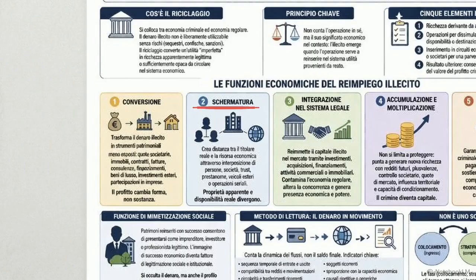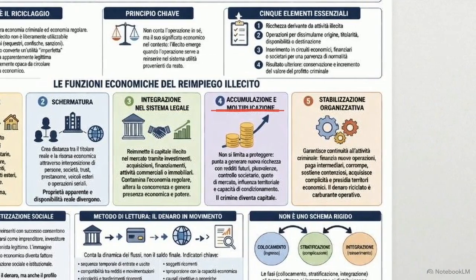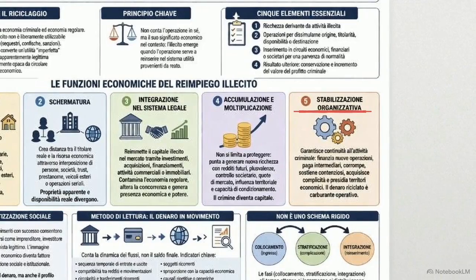Box 2 highlights shielding. The launderer interposes proxies, shell companies, and trusts to ensure apparent ownership diverges from actual availability. Integration sees the illicit capital active in the legal economy, securing real market power. Accumulation proves these operators act as aggressive investors, using capital to capture market share. Finally, organizational stabilization reveals laundered capital provides the operational fuel for the next criminal cycle.